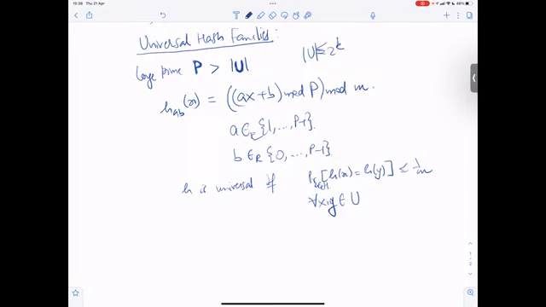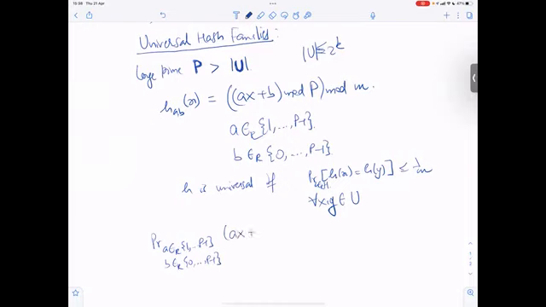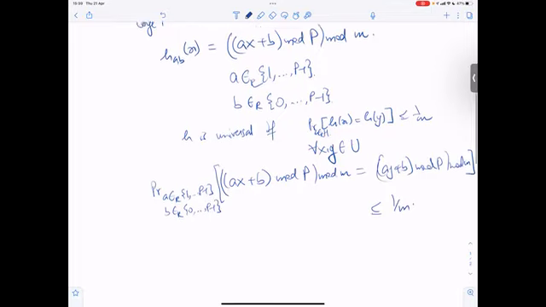So what we have to prove is that the probability, over a and b picked randomly, where a is picked from the set 1 through p minus 1 and b is picked randomly from the set 0 till p minus 1, that (ax plus b) mod p, mod M, is equal to (ay plus b) mod p, mod M, is less than or equal to 1 by M. This is what we require to prove.